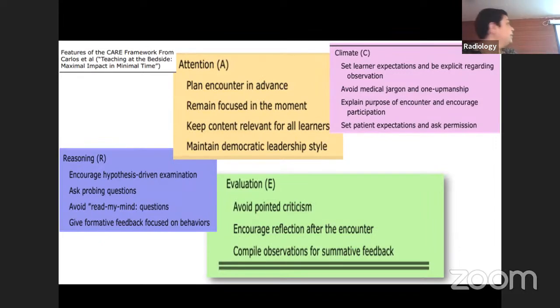So climate, attention, reasoning, and evaluation. Whenever you evaluate, avoid pointed criticism. Don't say, you don't even know this? What, you don't know this? That's a wrong way of doing it. We tolerated it, or rather, we were okay with it as learners, but future learners are not that way. They're built differently, because that is how life progresses.